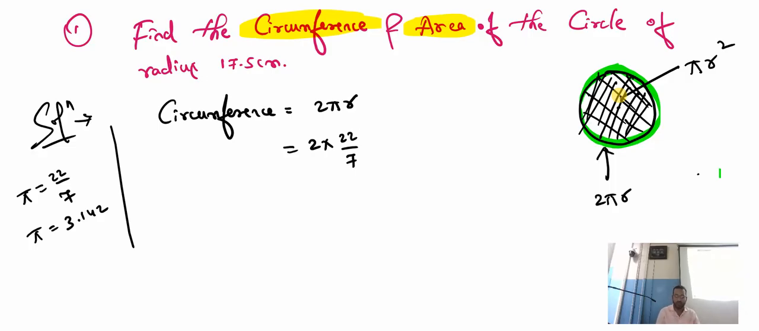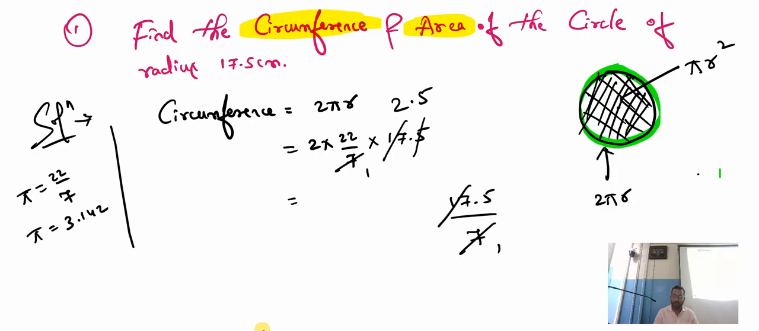The value of pi is 22 by 7 into the radius 17.5. Now, first you check whether 7 and 17.5 will get cancelled or not. How can we check? 7 ones are 7, 7 twos are 14, 7 threes are 21. So shall we go with 14? 7 twos are 14. 17 minus 14 is 3. The point stays as it is. So it becomes 35. 7 fives are 35. Clear? 17.5 divided by 7.